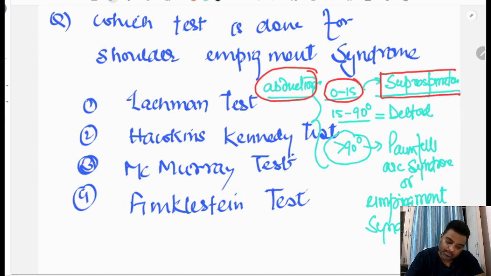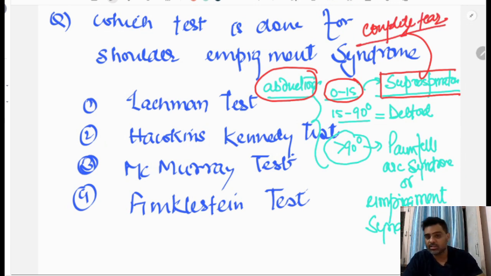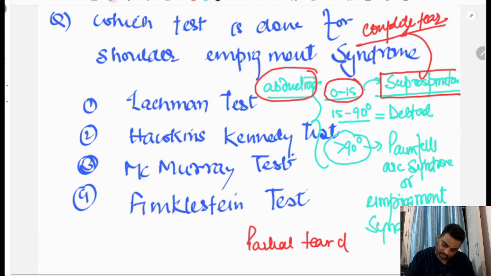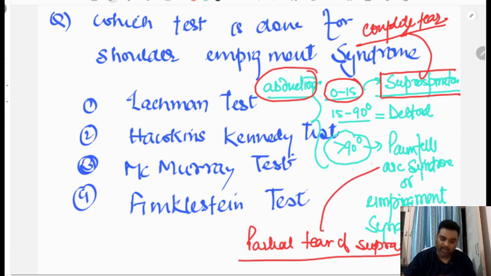Please remember, it is complete tear. In cases of complete tear of supraspinatus, you will have a problem in initial abduction, that is 0 to 15 degrees. But if there is a partial tear of supraspinatus, then the patient will develop painful arc syndrome or impingement syndrome. So whenever they ask you painful arc syndrome or impingement syndrome, complete tear of supraspinatus or partial tear of supraspinatus, your answer will be partial tear of supraspinatus.